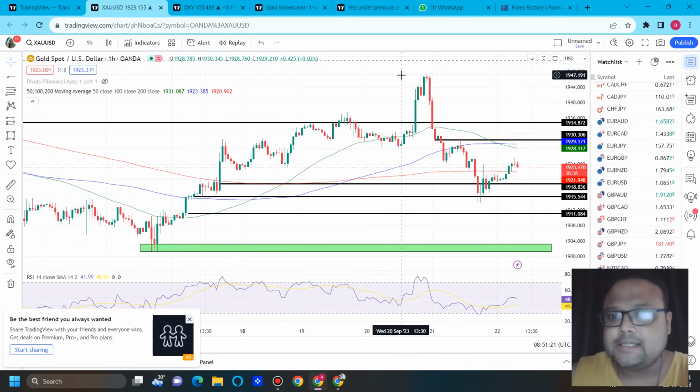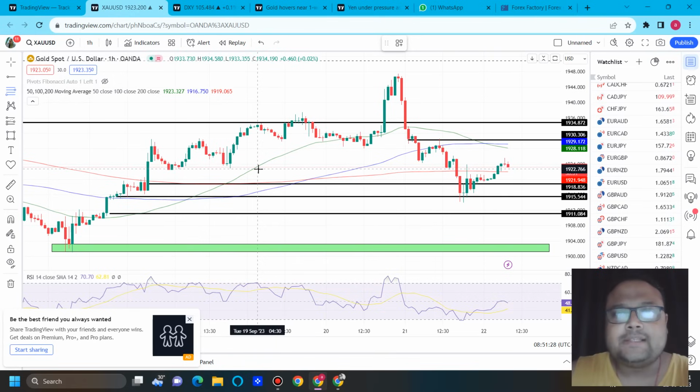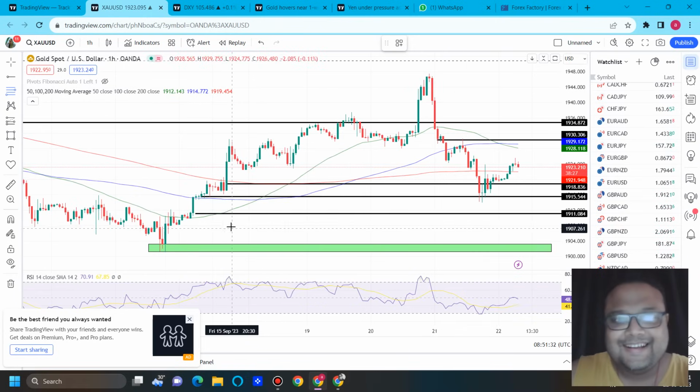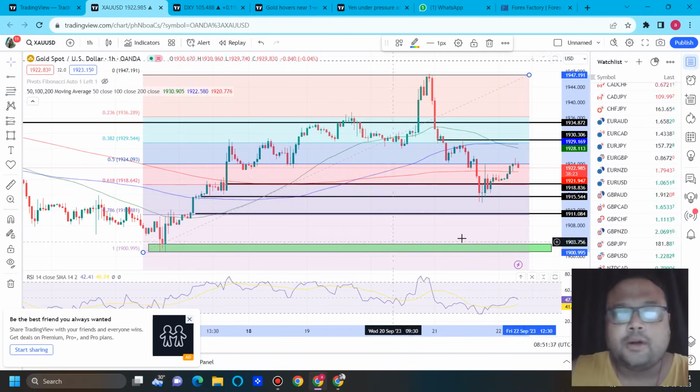Now let's discuss the other side. So our support of 1915 worked. Okay, those who have taken a buy position, you can exit. Many of you have already exited. Okay. Now see, we need to draw Fibo from the bottom to the top here.